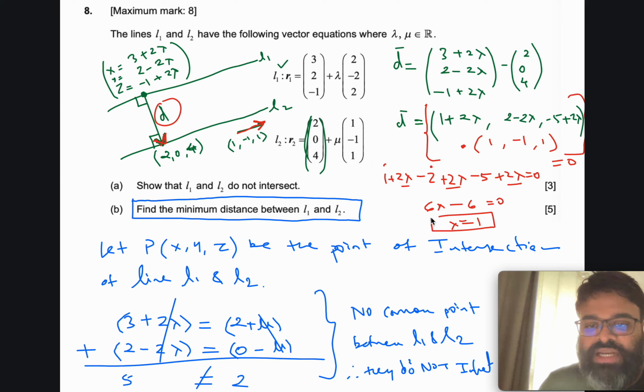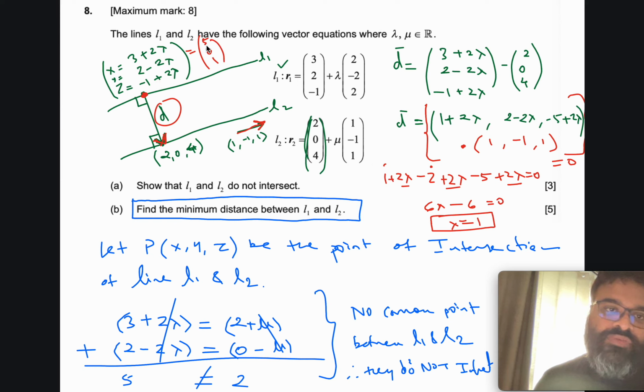So now as soon as you find lambda is equal to 1, you can plug that value in here. So from here, you get this point, right? The point is 3 plus 2 is 5. Lambda is 1, so 2 minus 2 is 0. And minus 1 plus 2 is 1. It's a lot of solving. So 5, 0, 1 are the coordinates of this point, and we already know this is (2, 0, 4).